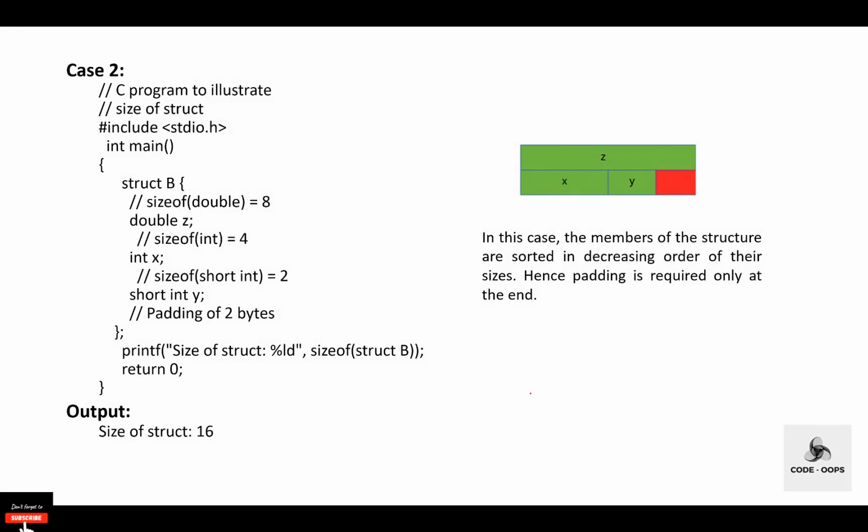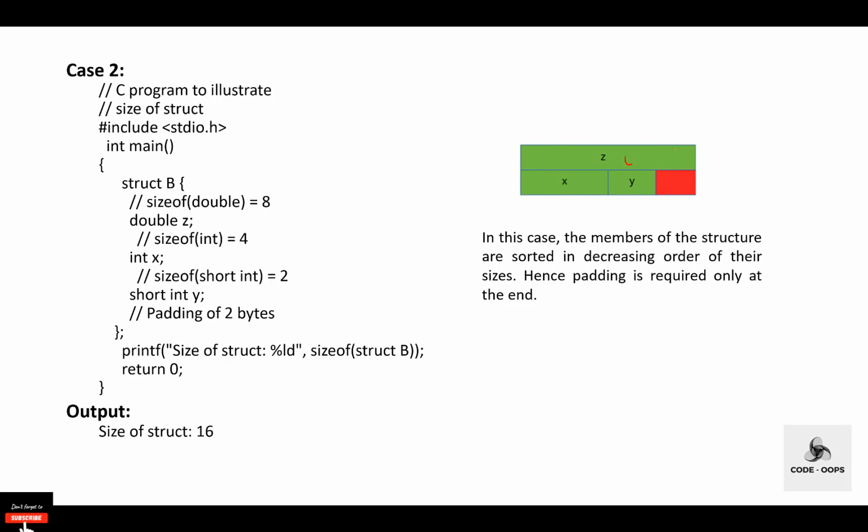Second case. In this case, structure B having three data members: double z, int x and short int y. Now in this case, the members of the structure are sorted in decreasing order of their size. So padding is required only at the end.